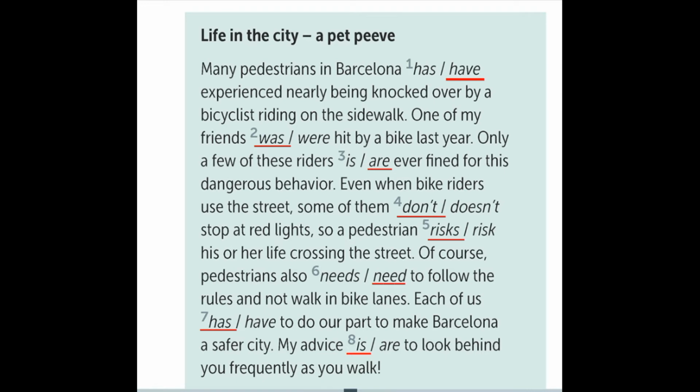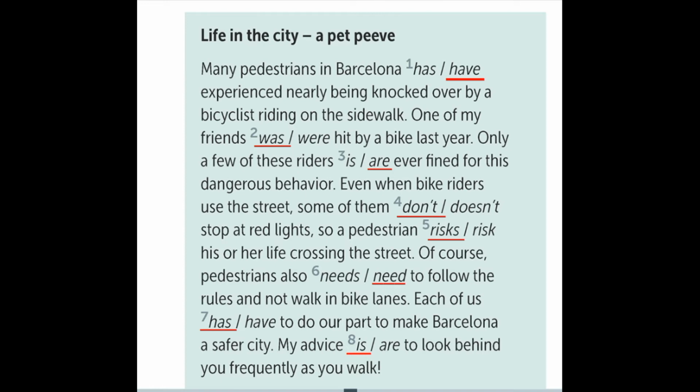Next, number 3, I have the expression a few of these writers. When I'm talking about a few of, I agree with the word in the plural. So the verb is in the plural form. I say a few of these writers are. Alright? Number 4, I'm talking about some of them. Some of them, I'm talking about plural form, right? So I have followed by the word them in the plural. So I agree with the verb don't. You see?